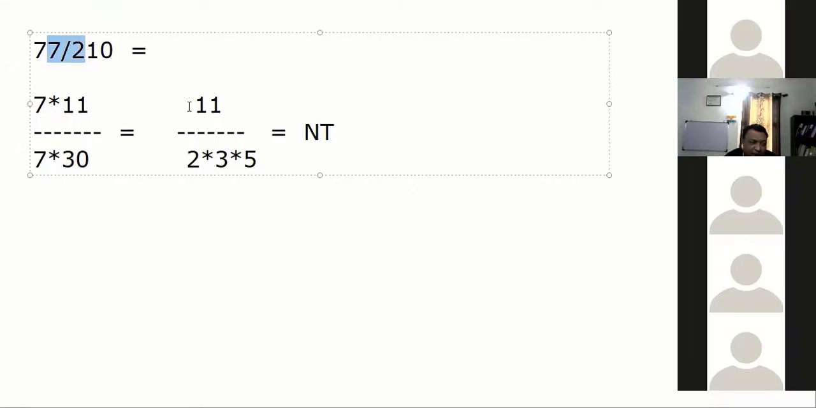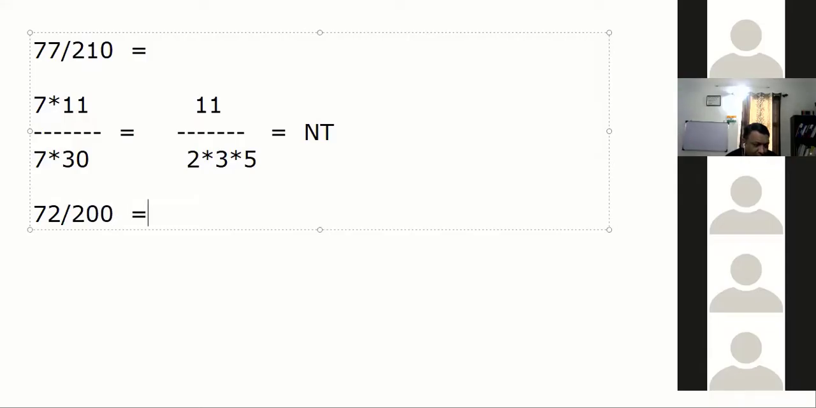Simplify. Simplify करके मेरा आ गया 11 by 30. उसको check करो. Okay? So don't just jump on it. 72 by 200. Tell me. No, I'm just taking random.